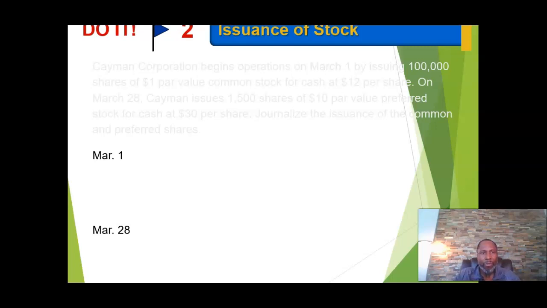Another example, we have Cayman Corporation begin operations on March 1st by issuing 1,000 shares of $1 par value common stock for cash at $12 per share. Then on March 28th, they issued 1,500 shares of $10 par value preferred stock at $30 per share. So once again, you will always debit cash at the issuance price, always credit common or preferred stock at its par value amount, and if there's a difference, it goes to your paid-in capital in excess account.